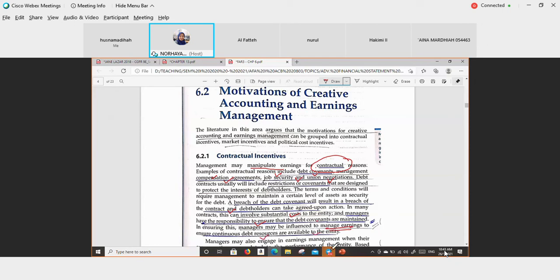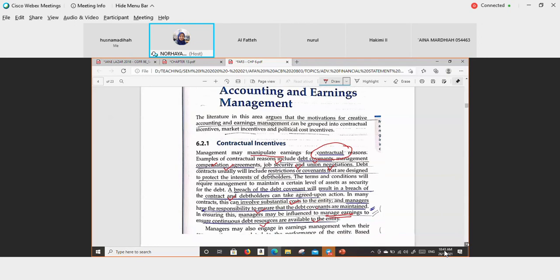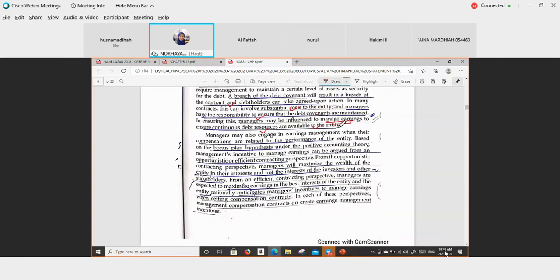So dia akan manage lah income tu untuk nampak tinggi. Walaupun salah tapi sebab apa? Sebab dia rasa dia terpaksa buat macam tu in order to ensure the debt coverage is maintained lah. The debt supply is maintained. Faham? Itu ialah contractual incentive. You boleh baca kat sini. Contoh compensation tu kalau loan dia, dia punya bonus, salary dia is related to performance of company. So, this is actually based on bonus plan hypothesis ni you akan belajar dalam FAR3. Okay, FAR3 you akan belajar masa SEM 5.